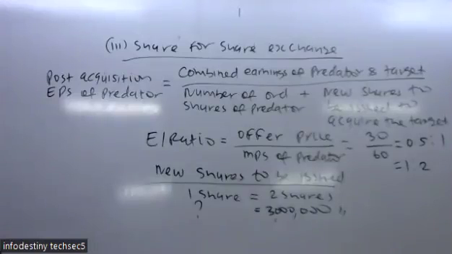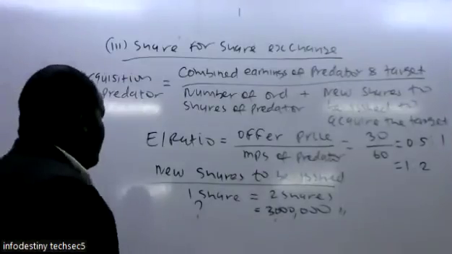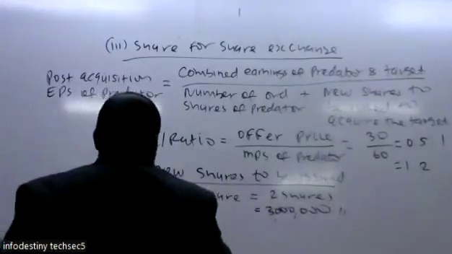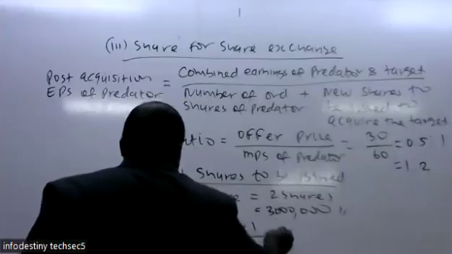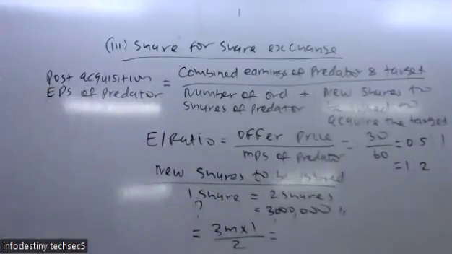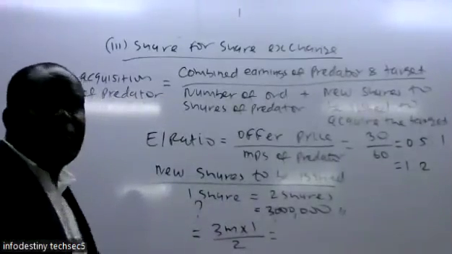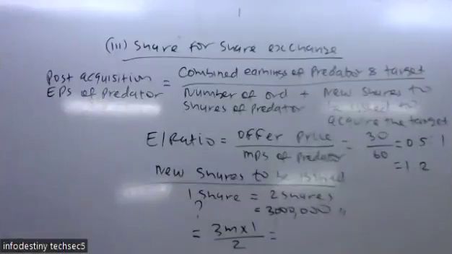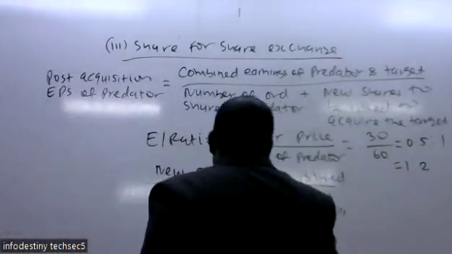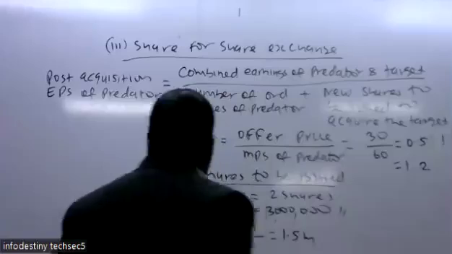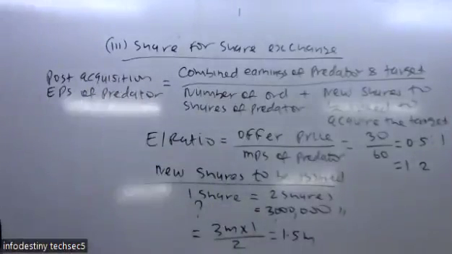You simply cross multiply, whereby it will be 3 million multiplied by 1, then divided by 2. So that means they are issuing 1.5 million new shares. After that, we come back to our formula.